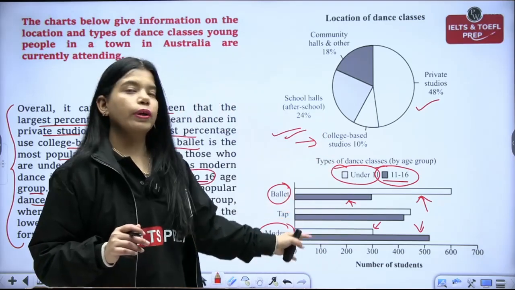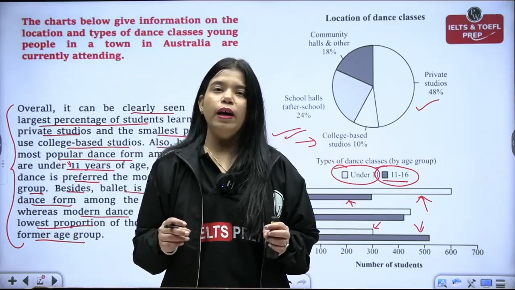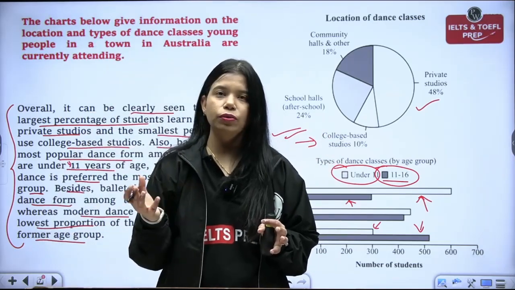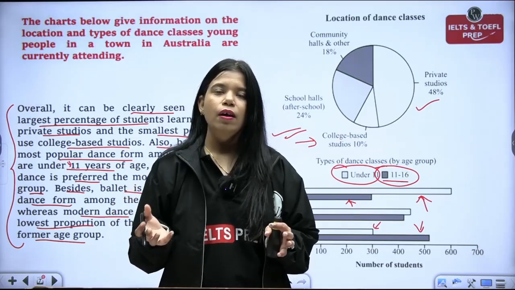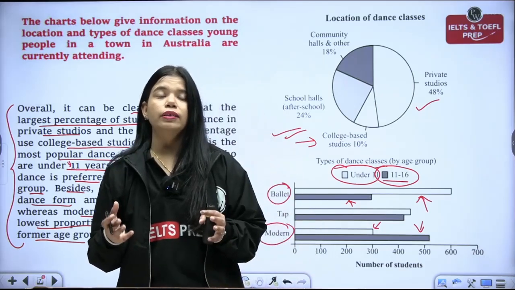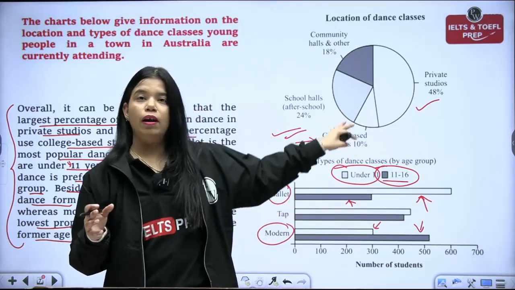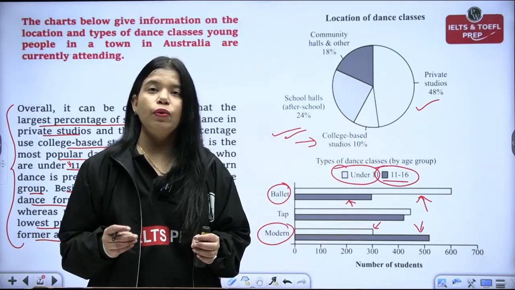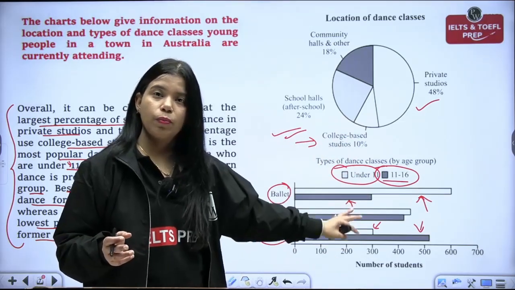And in this kind of question, you should write overview paragraph in such a way that, of course, 2 to 3 minimum features without data. Plus, you should write features in a way that they are covering both the graphs. If you write the overview only on the pie chart, it will be wrong. You need to cover both the charts.